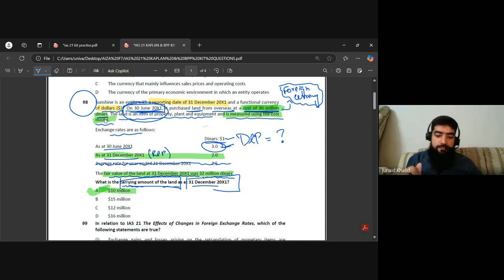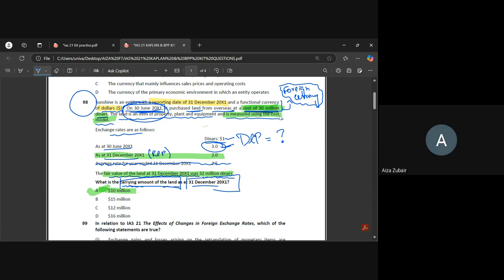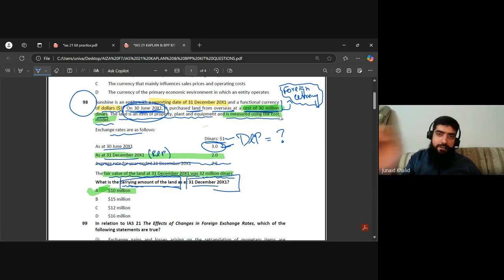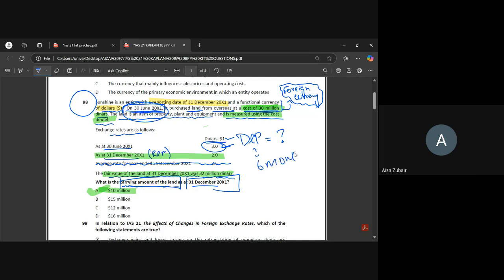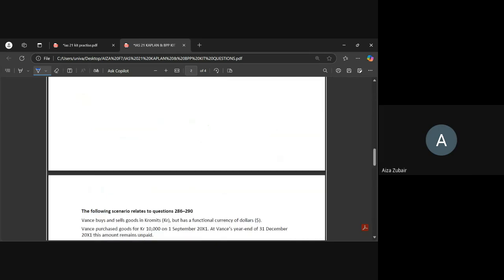Think about it. Just read the question properly, at least the starting two lines. Why? Because it's land. Excellent, very good. It's land, and we do not depreciate land. If it were a non-current asset other than land, like furniture, equipment, or machine, we must have calculated the depreciation for 6 months. Aiza, are you getting the point now? Yes. Good.